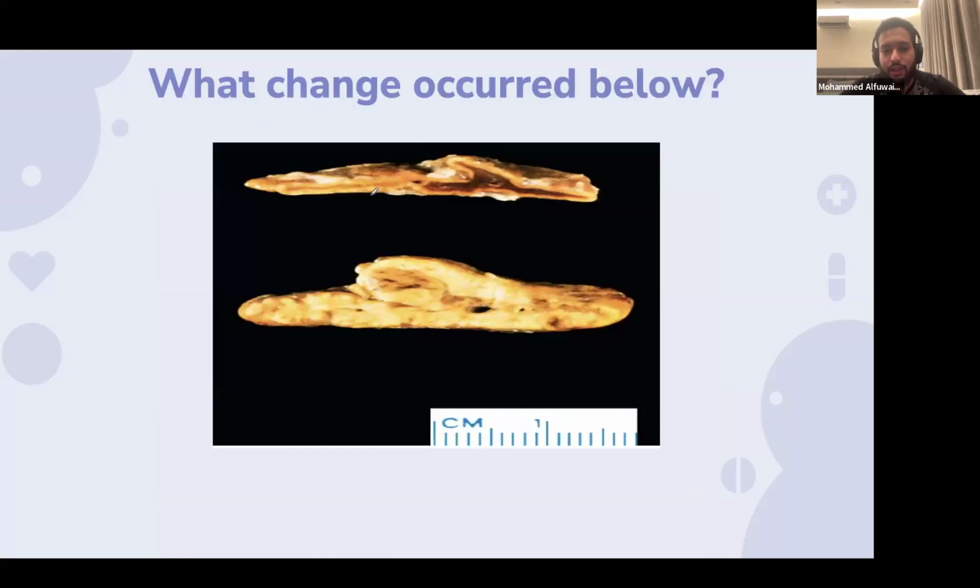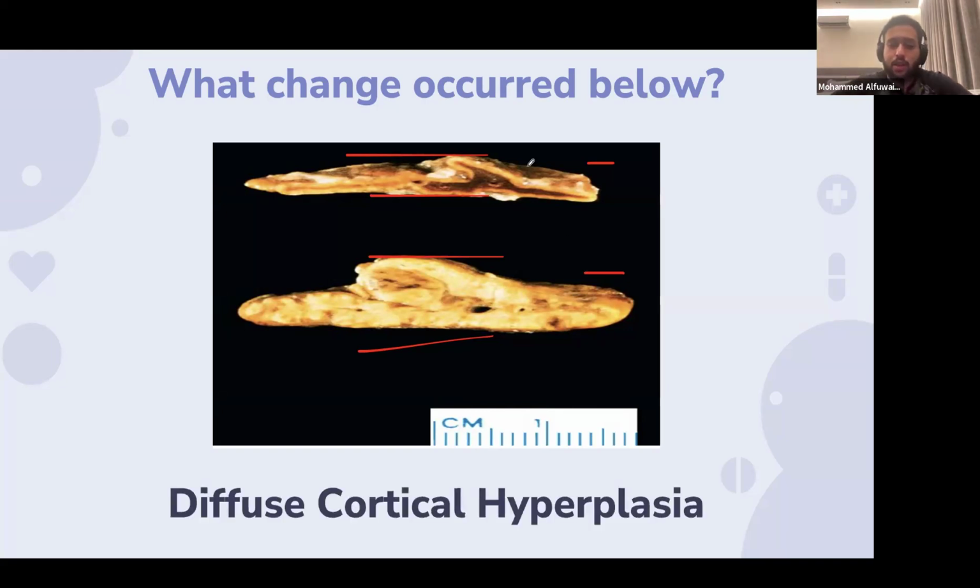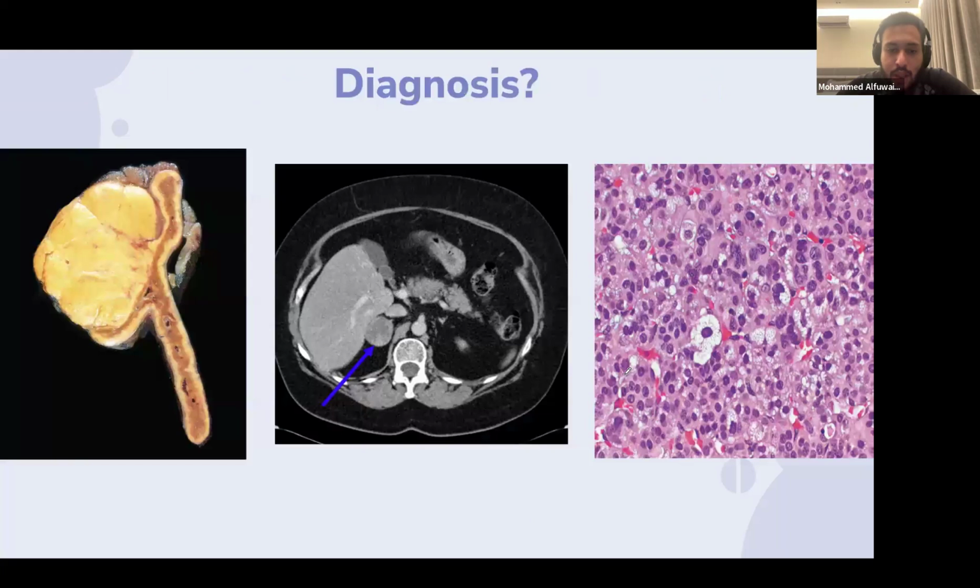So this change over here, this is the normal. This is what happened to this adrenal gland. What happened to it? No, this is the normal. This is the abnormal. What happened to it? Hyperplasia. Got bigger. So you have diffuse cortical hyperplasia. You see this yellow bit over here? That's the cortex. This inner one is the medulla. The cortex got huge, really big. Hyperplasia. So that's that.